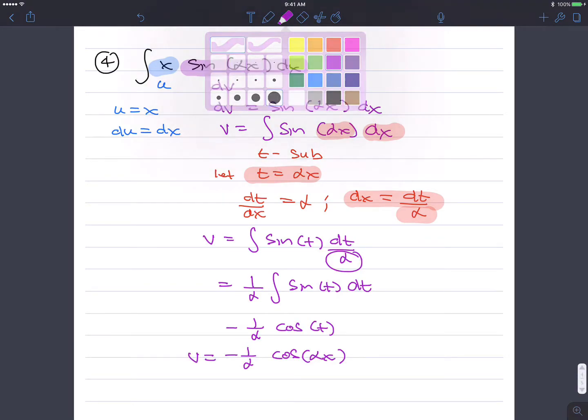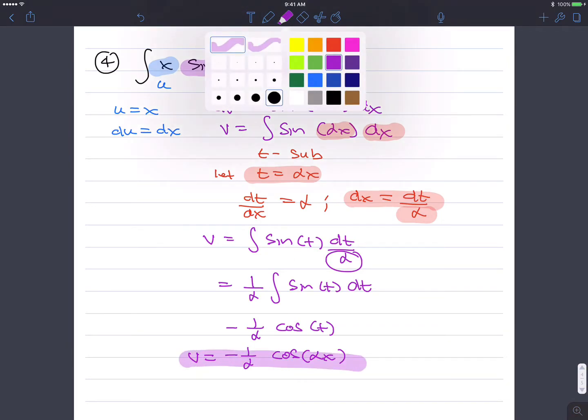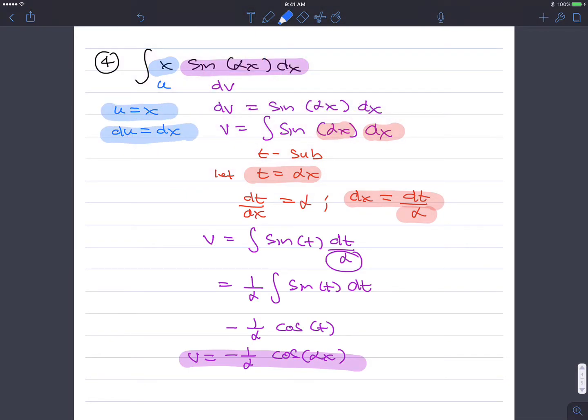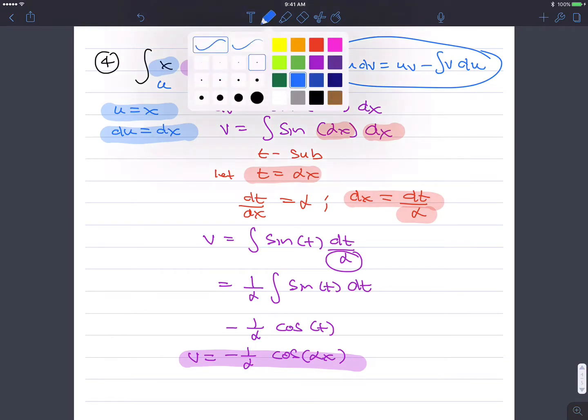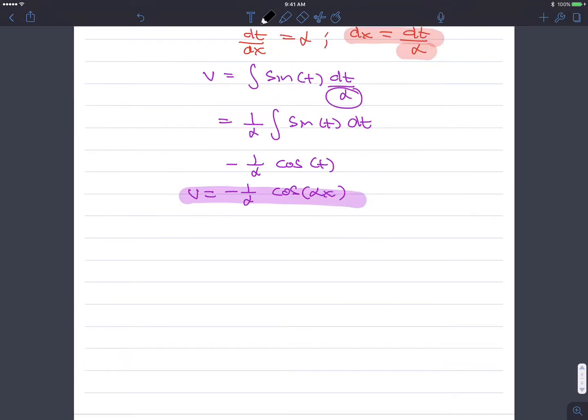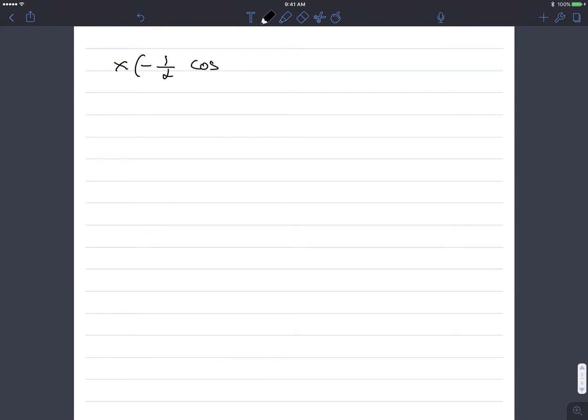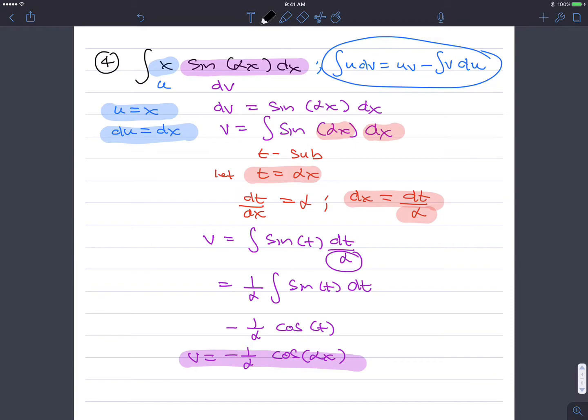Now, this is my v. So we're going to use this v. We're going to use our u and our du. We're going to use these because in integration by parts, any integral of the form u dv is uv minus integral v du. This is our integration by parts format. So let's scroll down here. We got u being x, and we got minus 1 over alpha cosine alpha x. So I have x times minus 1 over alpha cosine alpha x, minus the integral of v, which is minus 1 over alpha cosine alpha x. And let's see, du again is dx. There we go.